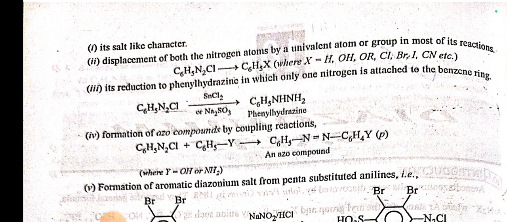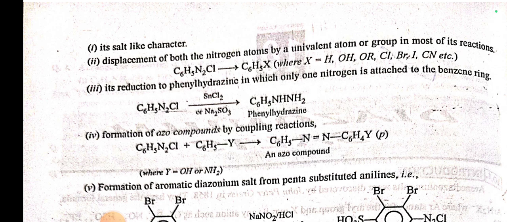C6H5N2Cl gives C6H5X, where X is equal to H, OH, OR, Cl, Br, I, CN, etc. Number 3. Its reduction to phenylhydrazine, in which only one nitrogen is attached to the benzene ring. C6H5N2Cl in the presence of SnCl2 or Na2SO3 gives C6H5NHNH2, phenylhydrazine.